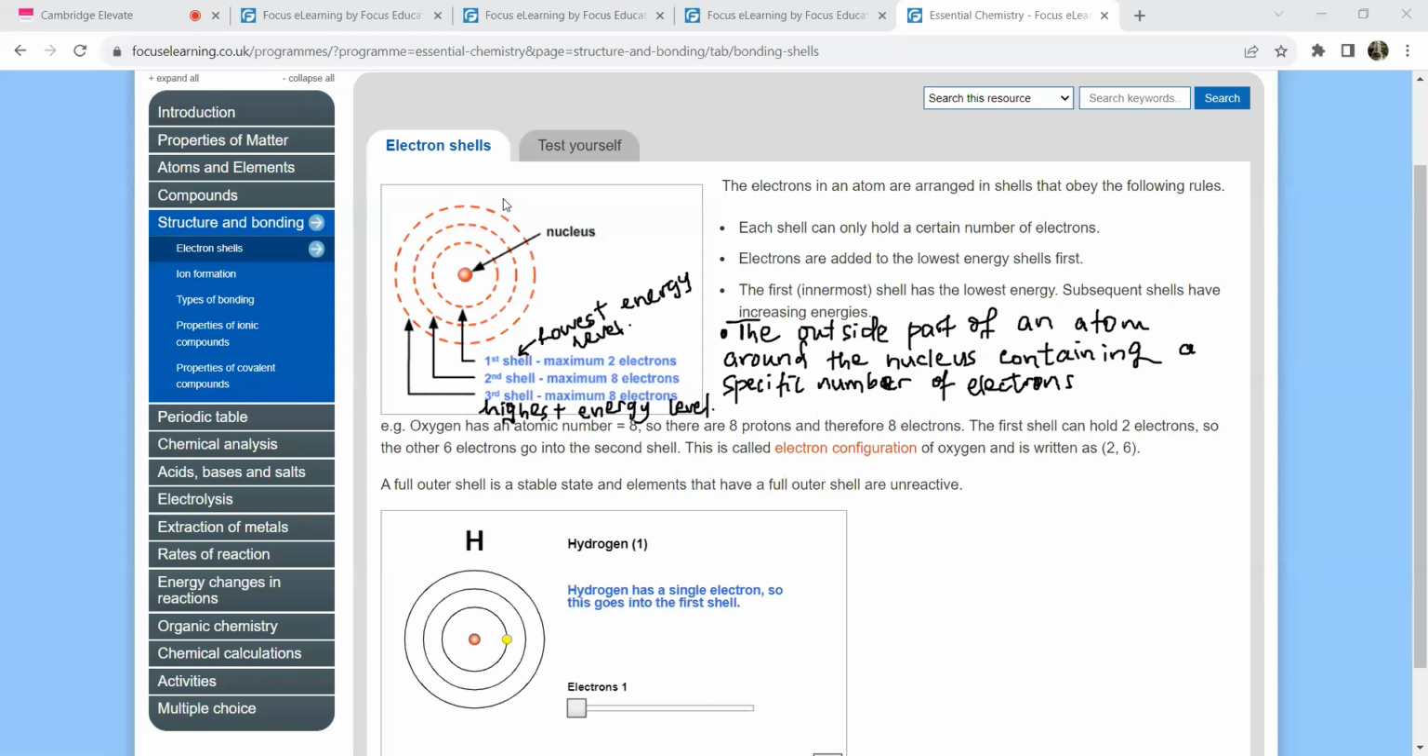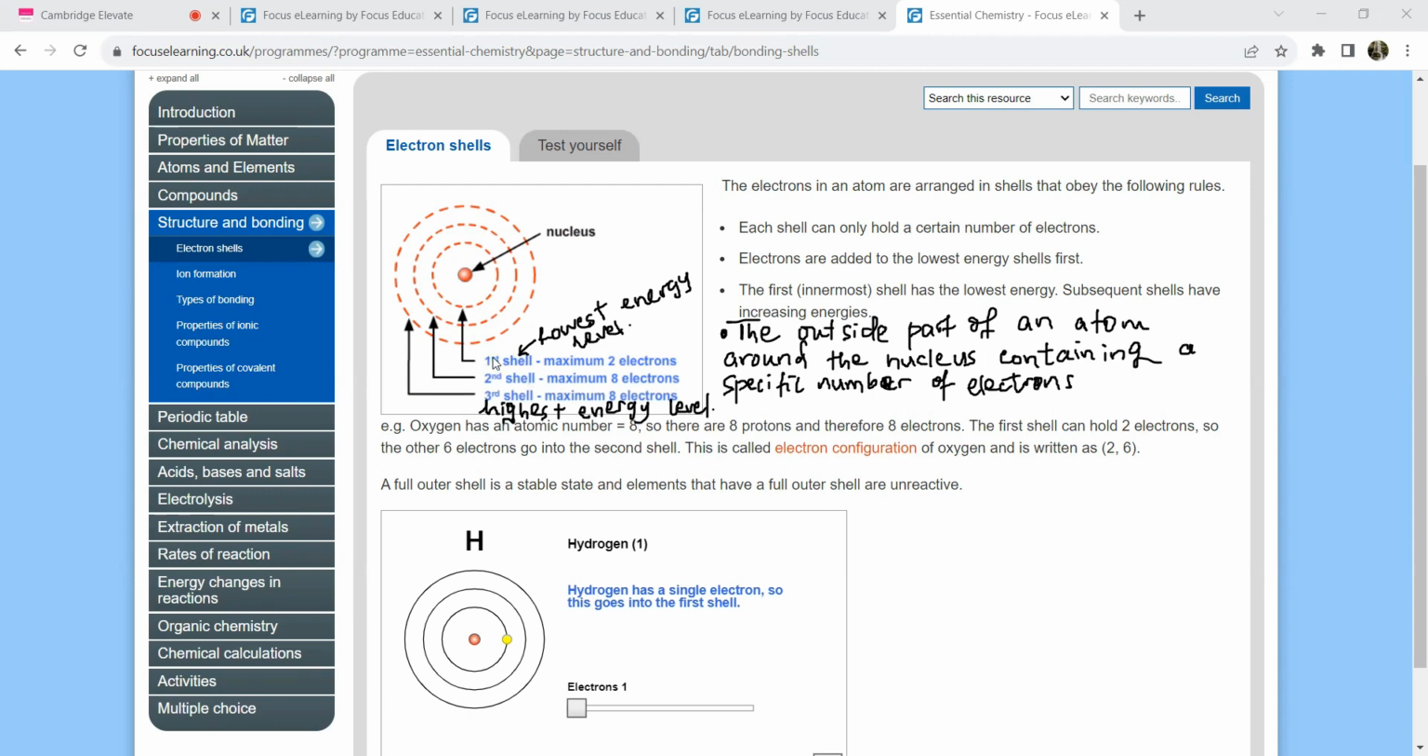Hello, today we are looking at electron shells and some animations or simulations from your focused e-learning website. Your electron shell or your energy level is the outside part of your atom around the nucleus with a specific number of electrons. The energy level closest to your nucleus is called the first shell or the lowest energy level, while the shell furthest away from your nucleus is your highest energy level.